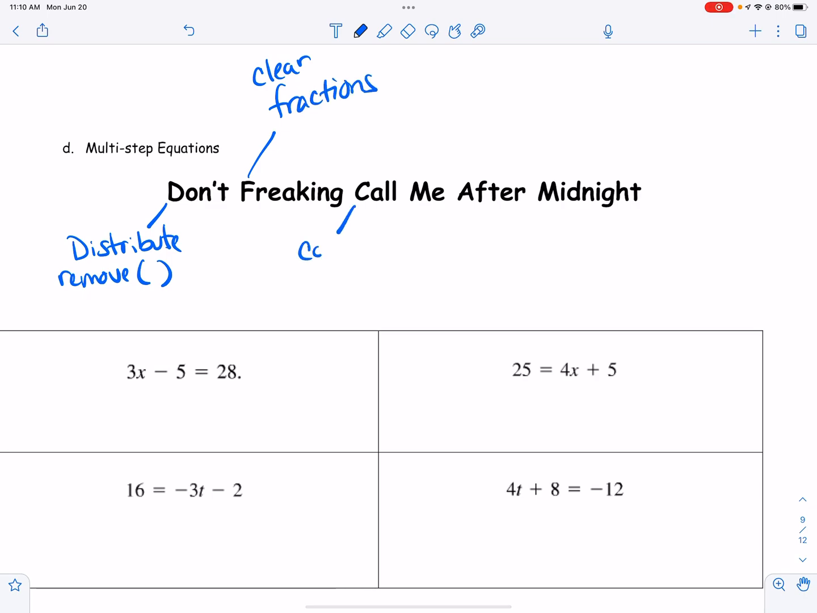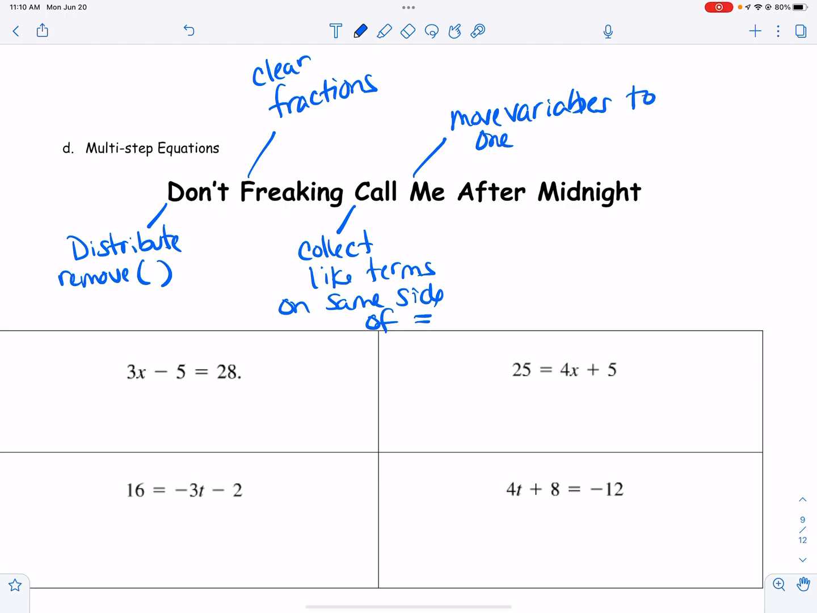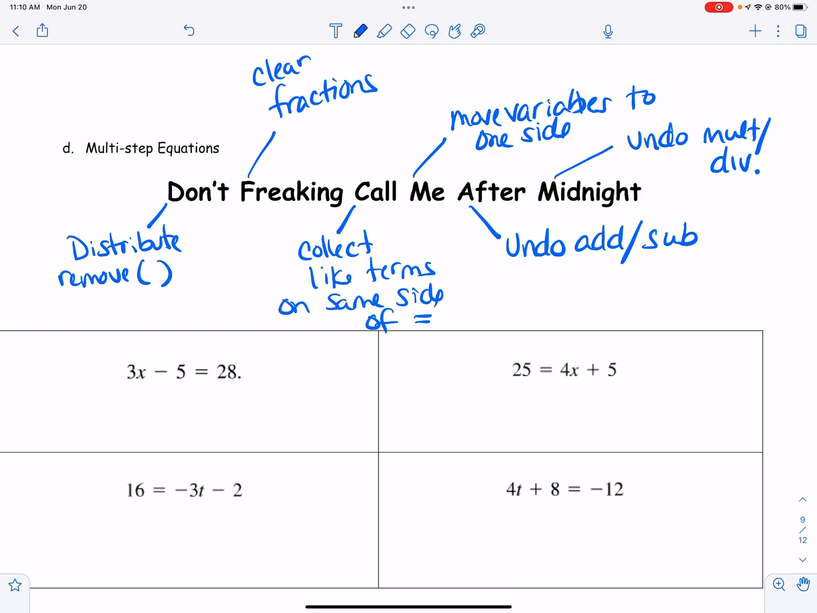Then you're going to collect like terms on the same side of the equal sign. Then you're going to move variables to one side. Then you're going to undo addition or subtraction. And then last, you're going to undo multiplication or division.